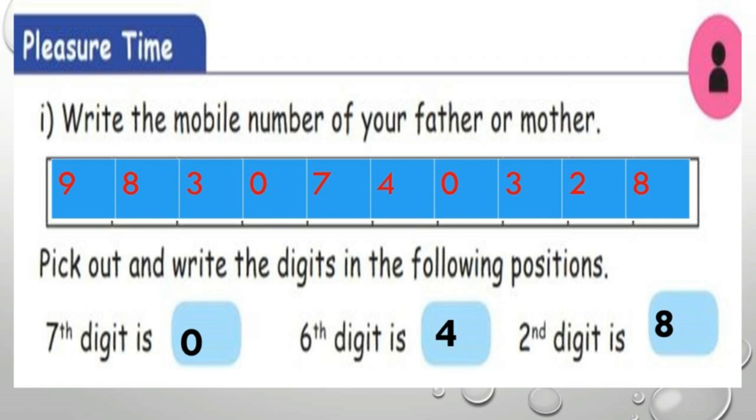And we can see the 6th place. Which number falls in 6th place? Yes, it's 4. And you can also find the second place of a number. Which number is in the second digit? It's a 8.